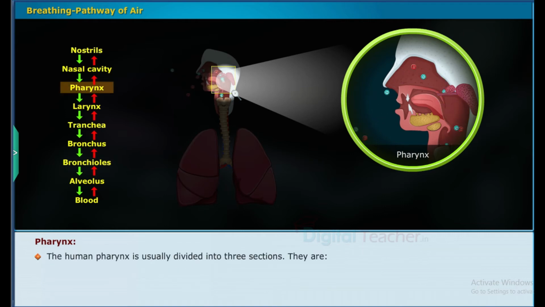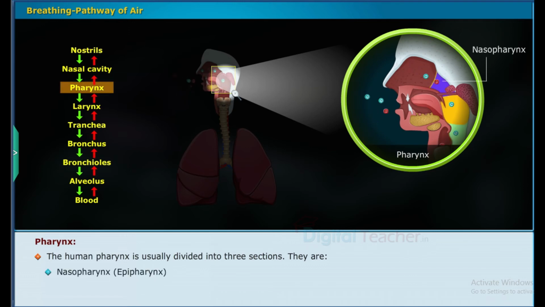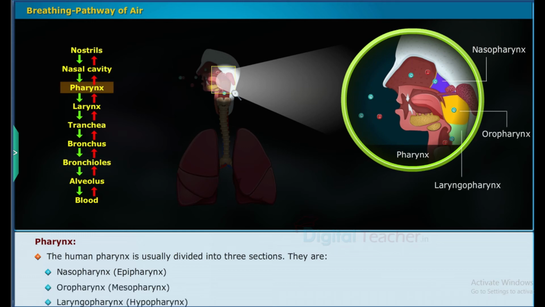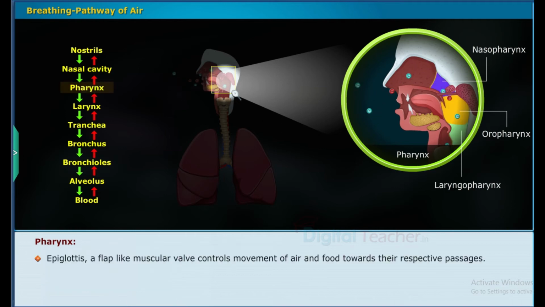The human pharynx is usually divided into three sections. They are nasopharynx (epipharynx), oropharynx (mesopharynx), and laryngopharynx (hypopharynx). Epiglottis, a flap-like muscular valve, controls movement of air and food towards their respective passages.